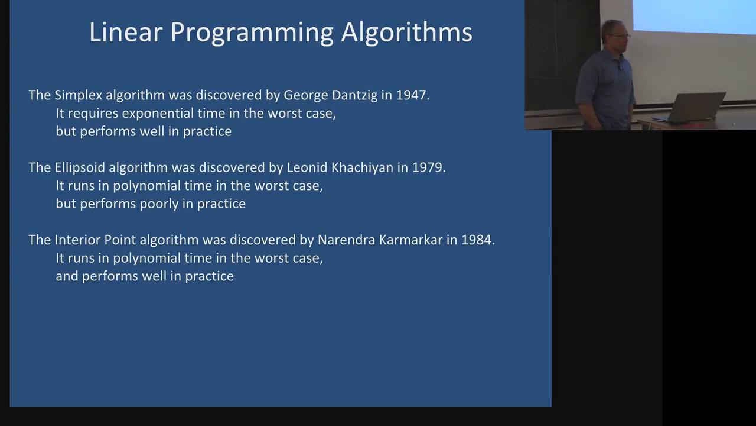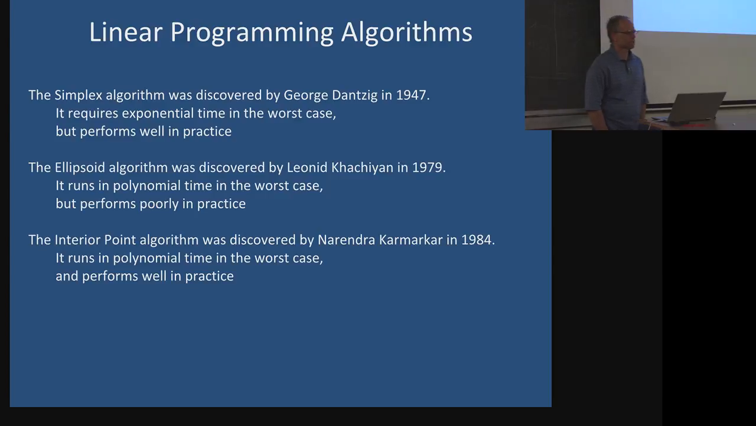In the worst case, it takes exponential time, but in practice, it works really well. The exponential case doesn't come up, typically. It took until 1979, 32 years, it was a Russian researcher that developed what's called the ellipsoid algorithm. It runs in polynomial time in the worst case. So that's good. But in practice, it performs poorly.